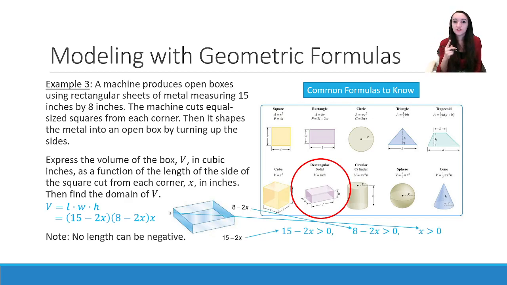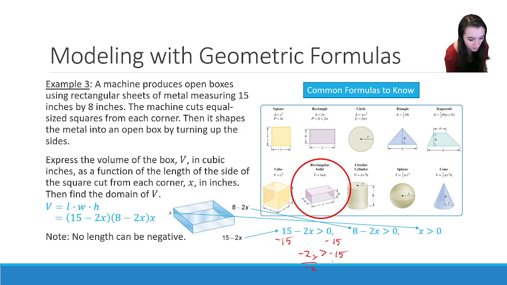Then, to figure out the domain, we're just going to simplify each of these so that it tells us, in the end, exactly what our restrictions on x have to be. To do that, we're just going to solve the inequalities. So first, we're going to subtract 15. So we get negative 2x is greater than negative 15. Then we divide by negative 2.